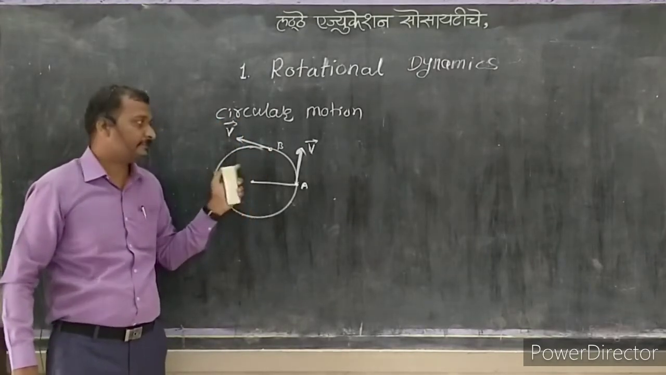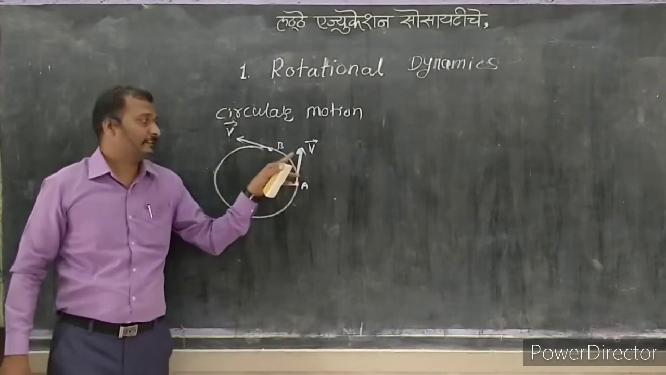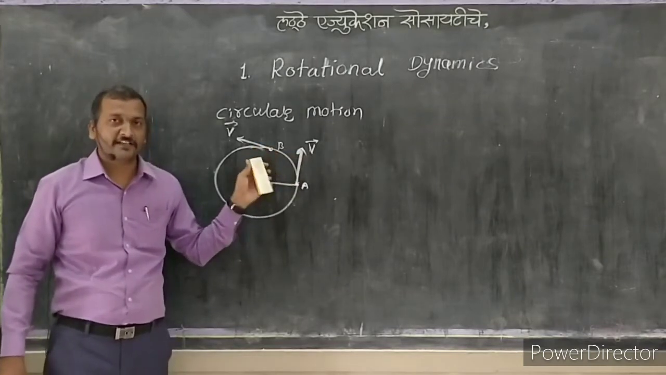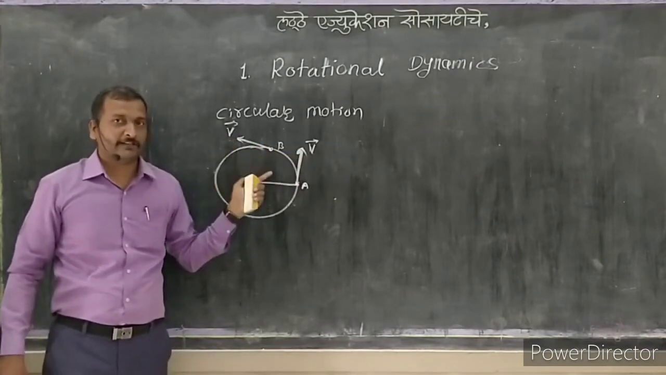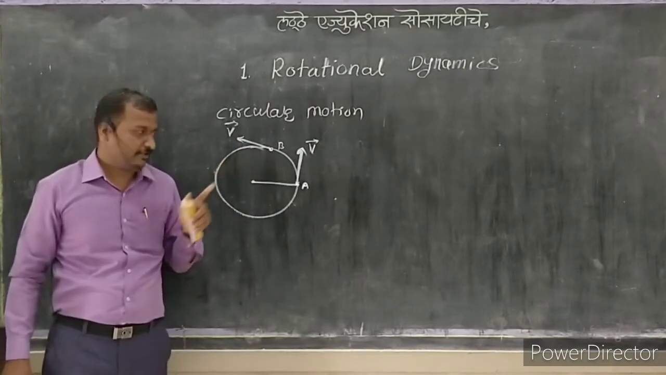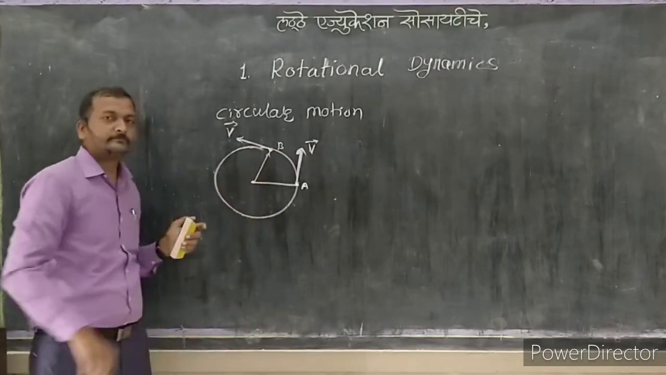Hence, at every moment, the direction of the linear velocity of the particle continuously changes, and we know that whenever there is a change in the linear velocity, there is an acceleration. Hence circular motion is an accelerated motion.